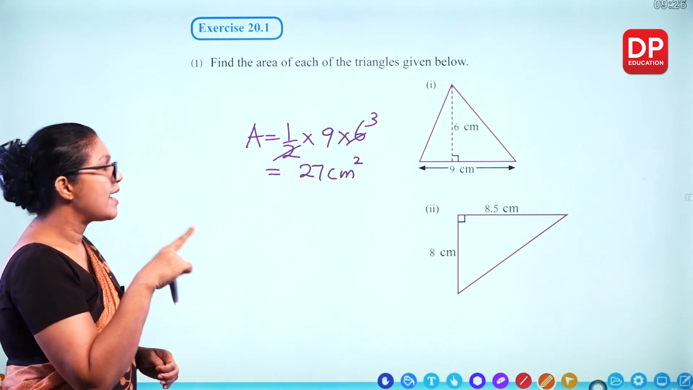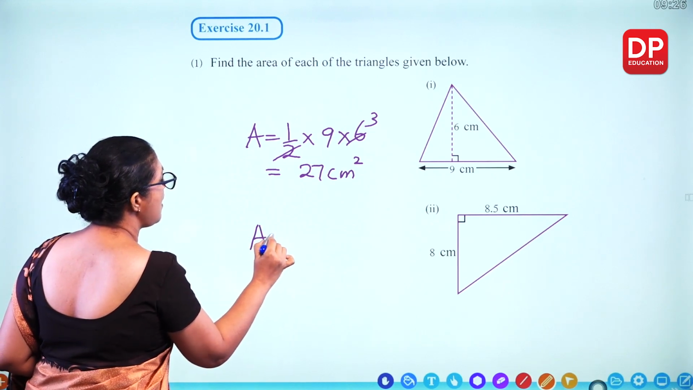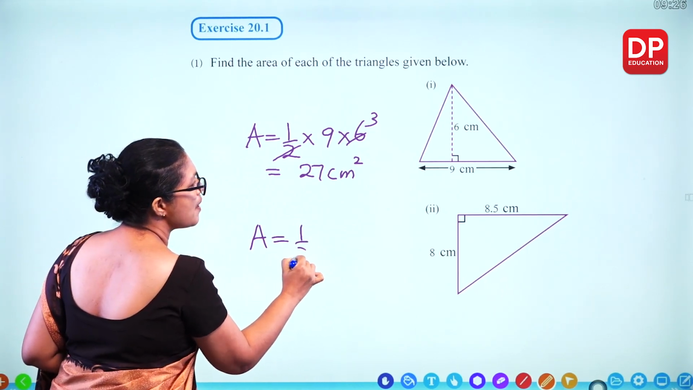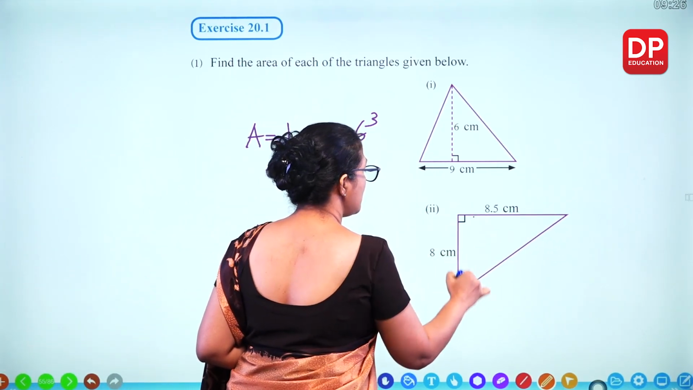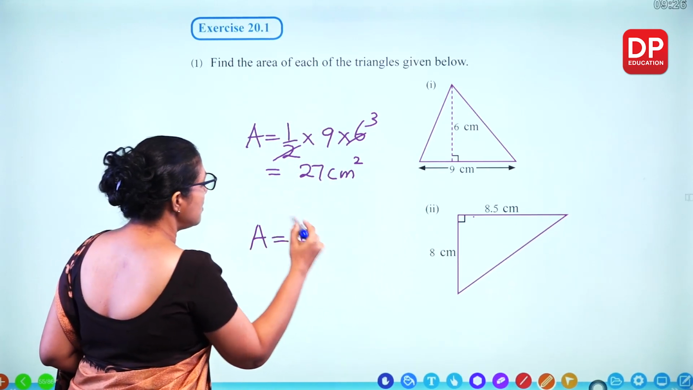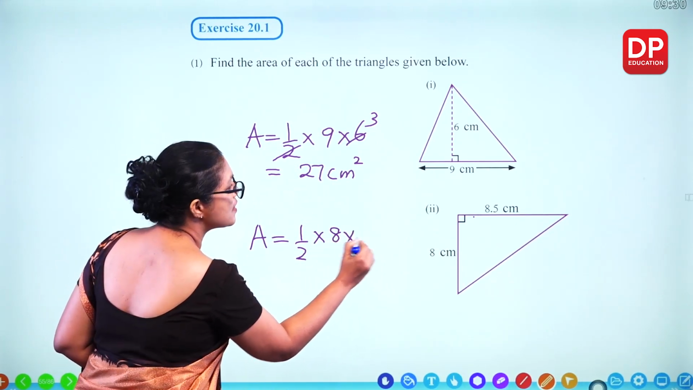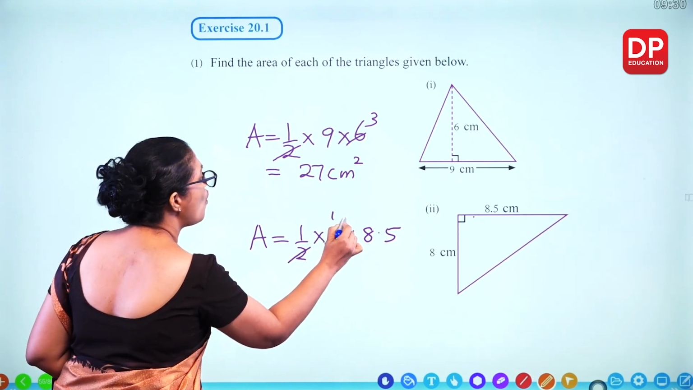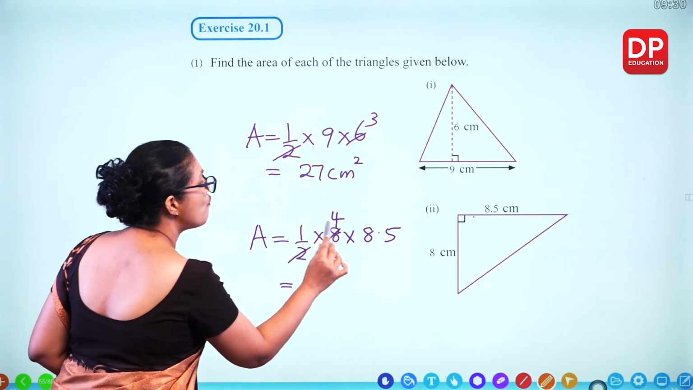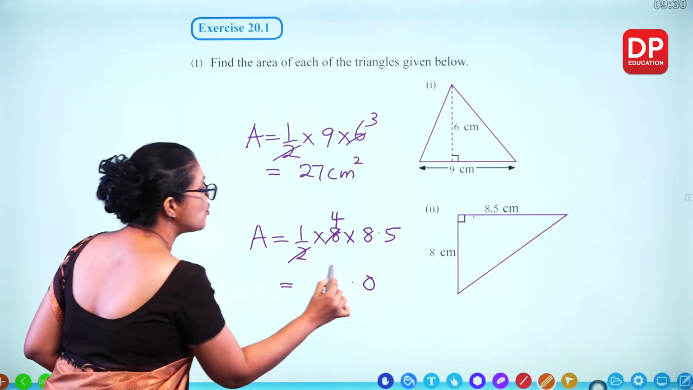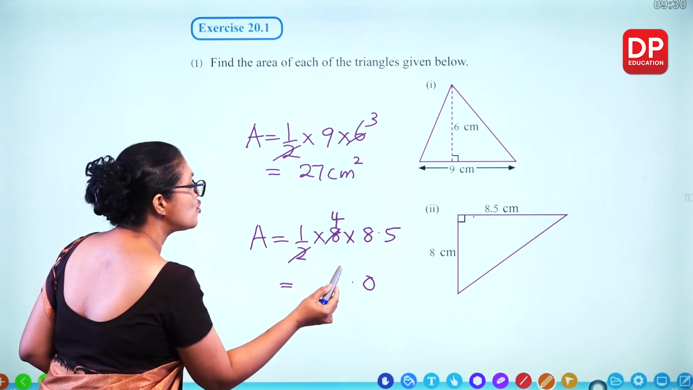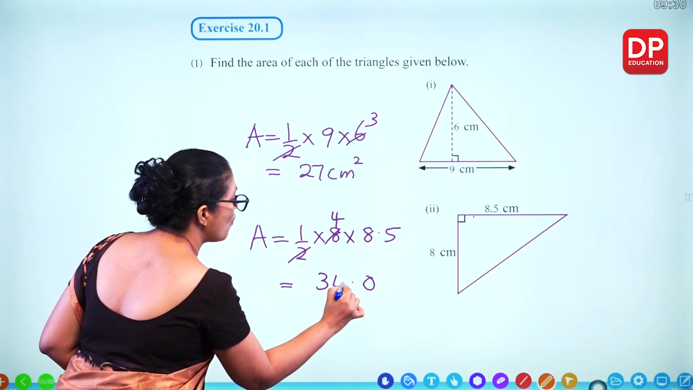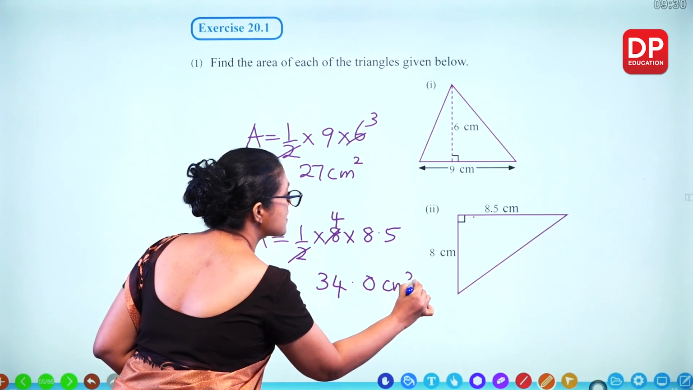The second one is a right angle triangle. Same method. Half times base into height. Half times base length 8.5, so 2 times 4, so multiply by 4. 4 times 5, 20. 2 remaining. 4 times 8, 32 plus 2, 34 square centimeters.